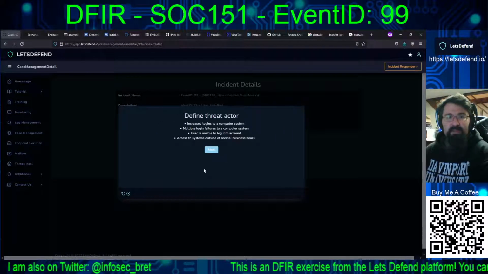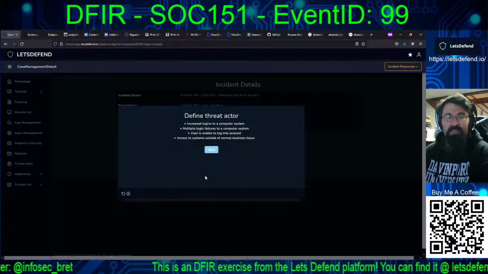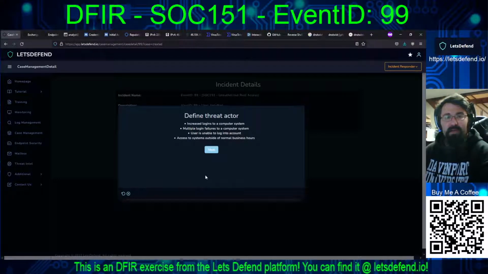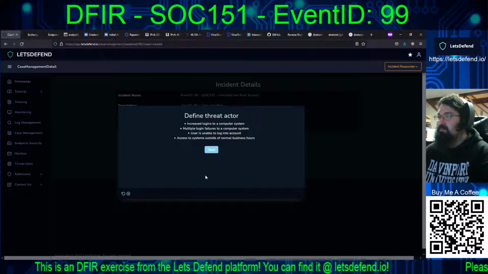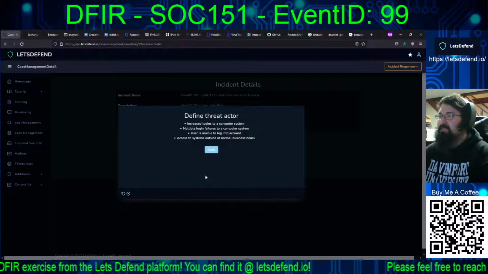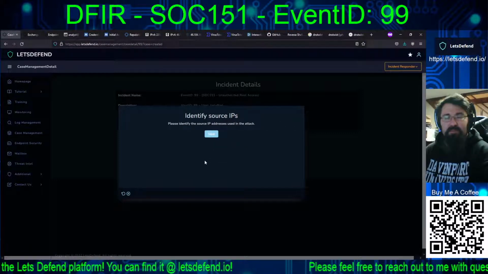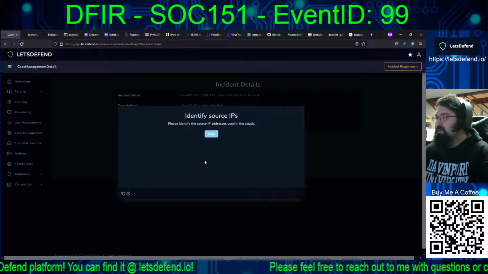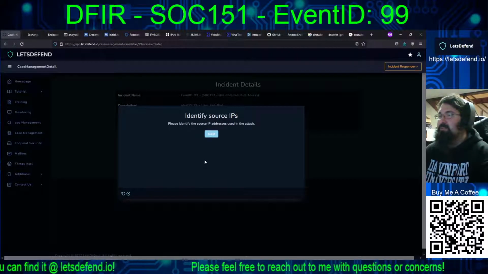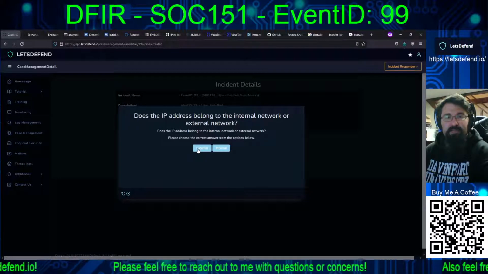Incident response flow. Define threat actor. Multiple login failures that then become a successful login as root, and then an outgoing connection to 220.134.199.169 via port 4242. Source IPs: the one that logged in originally, 46.104.16.215, and then the outgoing connection to 220. It is an external network.